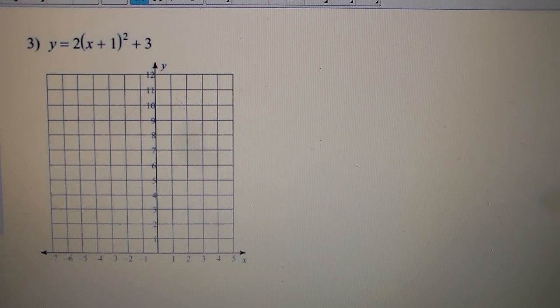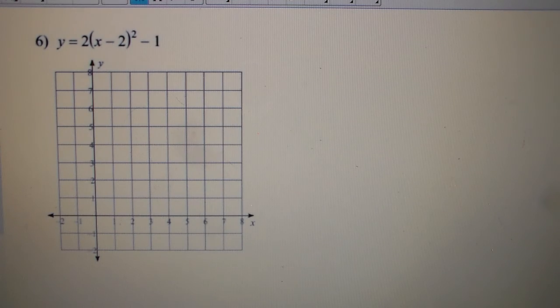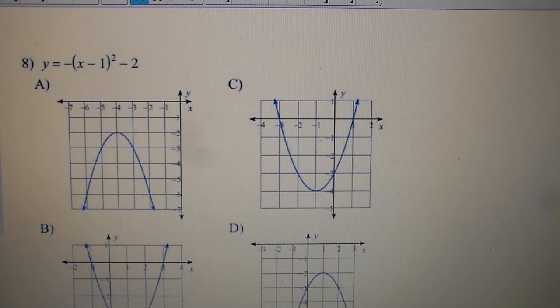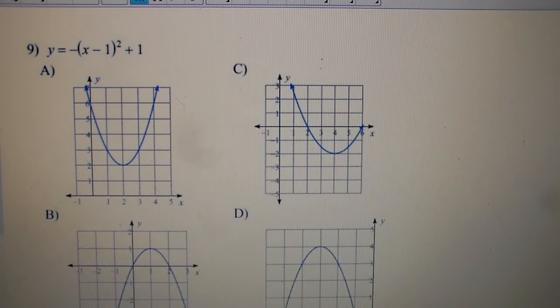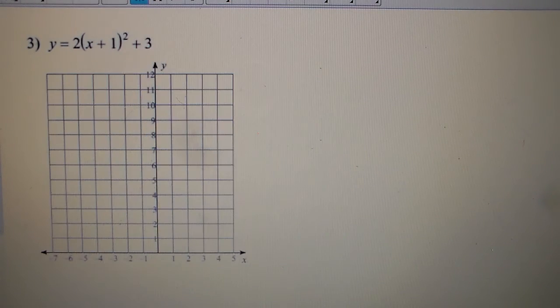All right, let's do another one. So you can see you also have multiple choice that you could do. Let's do one where you're just straight up graphing. One more of those.